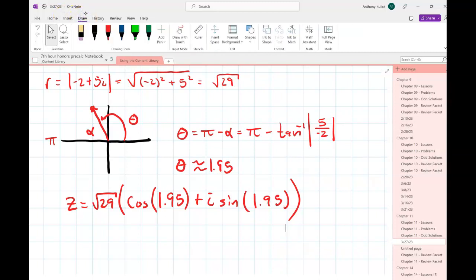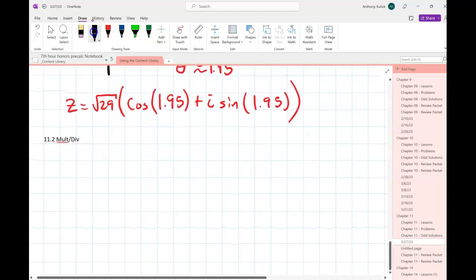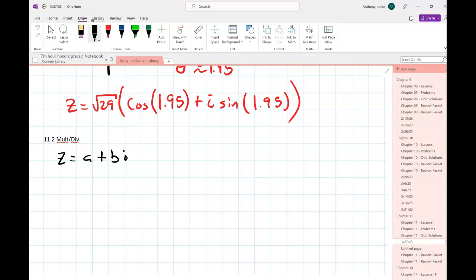So what we're going to talk about next is multiplication and division. Oops. So let's say I have two complex numbers, a plus bi and c plus di.